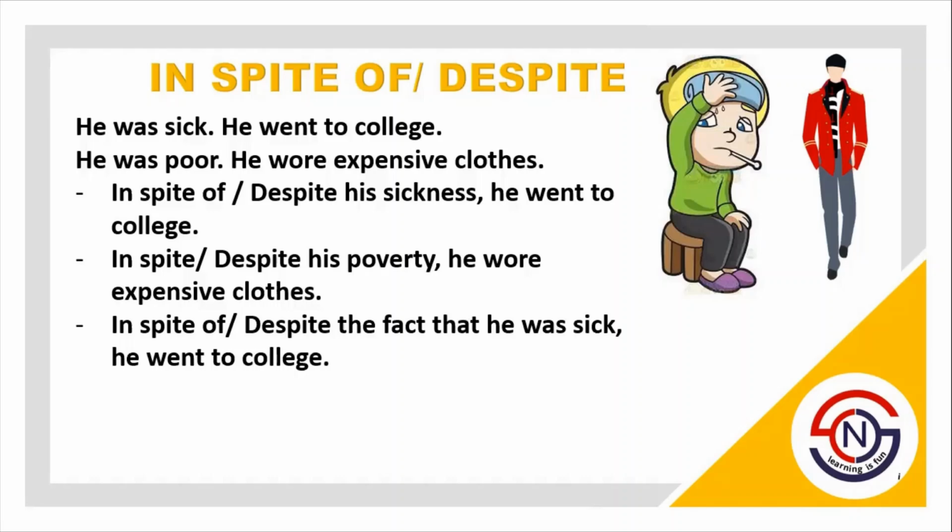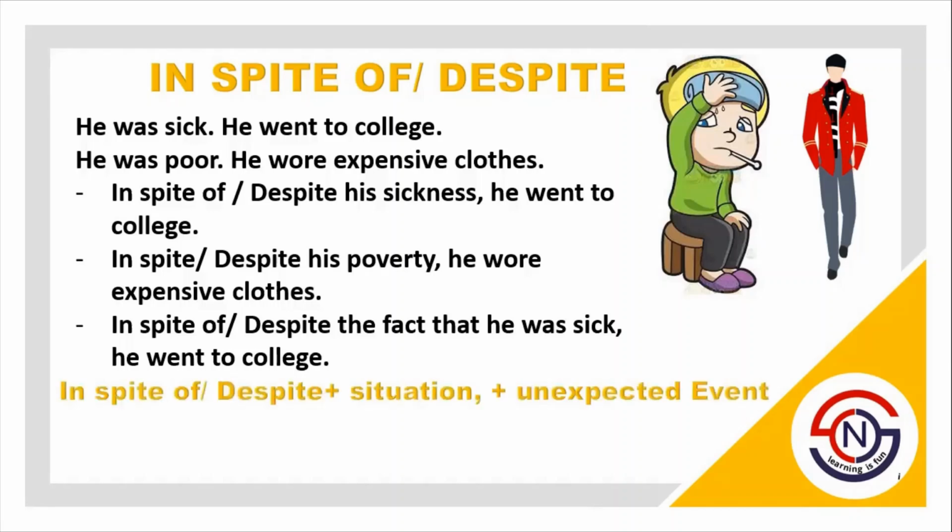Therefore, on the basis of these three examples, you know the structure. After in spite of or despite, you put a situation and then an unexpected event. But this situation must be in the form of a noun phrase. It must not be in clause form. Or forget about the noun phrase and simply use the trick: say in spite of or despite the fact that and put the situation as given in the question, then the unexpected event. For example, the second sentence is he was poor, he wore expensive clothes. Using our trick, we can say: in spite of or despite the fact that he was poor, he wore expensive clothes. Bravo.